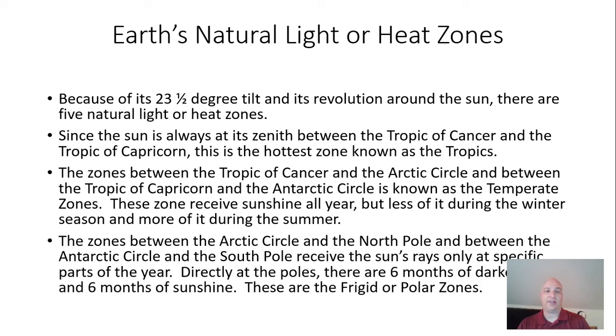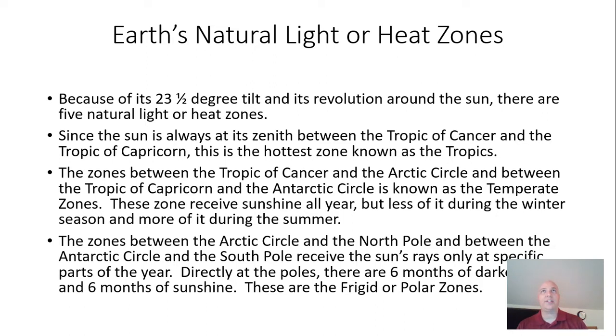during the summer season. And finally, the zones between the Arctic Circle, which is at 66.5 degrees north latitude, and the North Pole itself at 90 degrees north latitude, and between the Antarctic Circle at 66.5 degrees south latitude and the South Pole at 90 degrees south latitude, that area is going to receive the sun's rays only at specific times or parts of the year. And directly at the polar areas themselves, there are 6 months of darkness and 6 months of sunshine.